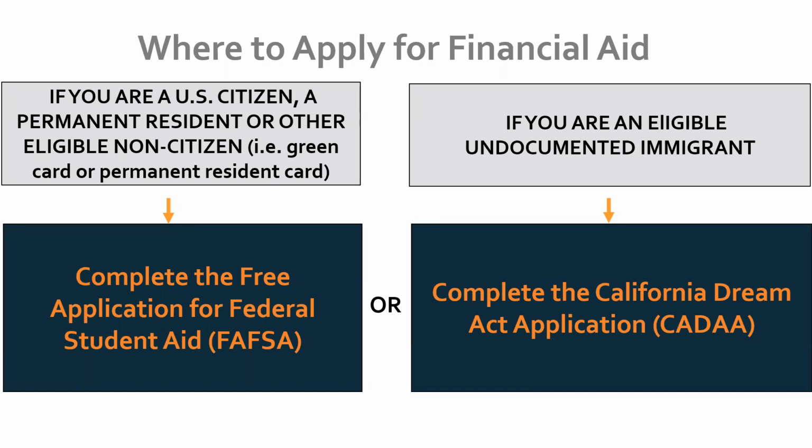The other application is the California DREAM Act application, also referred to as the CADA, and that is for students that meet certain criteria to count as an eligible undocumented immigrant. And to note, with the FAFSA, you're applying for both federal financial aid, like the Pell Grant or work study, as well as state financial aid, like the Cal Grant. Whereas the California DREAM Act application is just for eligible students who are applying for state financial aid. We're going to share some more differences between these applications.